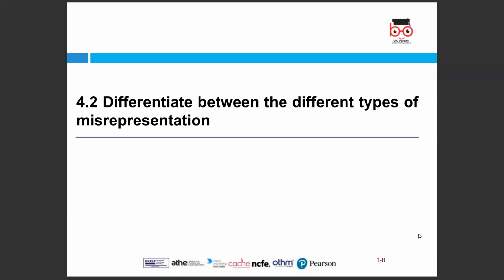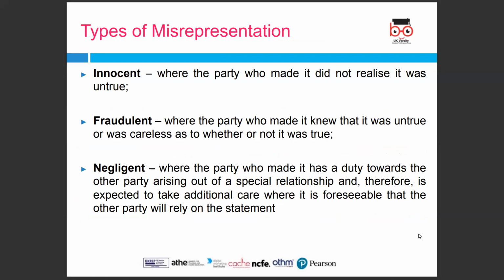4.2, now we're going to look at differentiating between the different types of misrepresentation. The different types of misrepresentation that we have are: innocent misrepresentation, where the party who made it did not realise it was untrue; fraudulent misrepresentation, where the party who made it knew it was untrue or was careless as to whether or not it was true; and negligent misrepresentation, where the party who made it has a duty towards the other party arising out of a special relationship and therefore is expected to take additional care where it is foreseeable that the other party will rely on the statement.